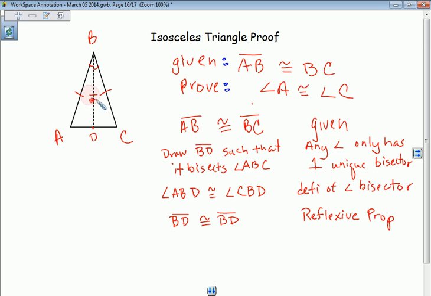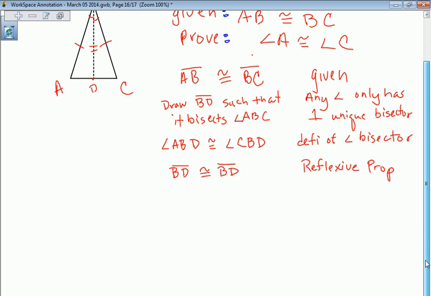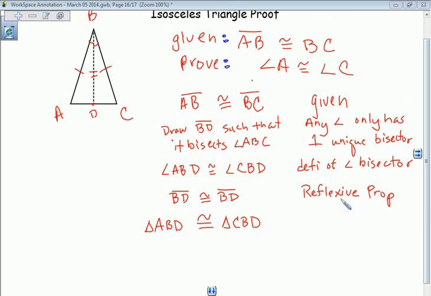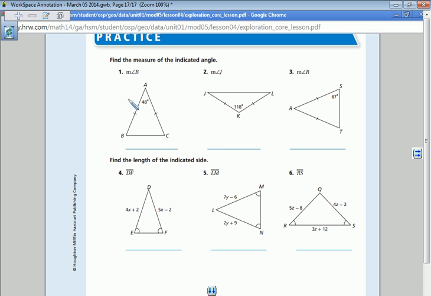And then CPCTC. Yeah, that is exactly what I'm about to use, but I can't use that until I prove congruent triangles. Well, yeah. ABD is congruent to CBD by what? Side angle side. I said it first. Amen. And now I can say that angle A is congruent to angle C because corresponding parts of congruent triangles are congruent. Make sense? Yes. All right. Okay, so let's take a look at how we would use what we know.